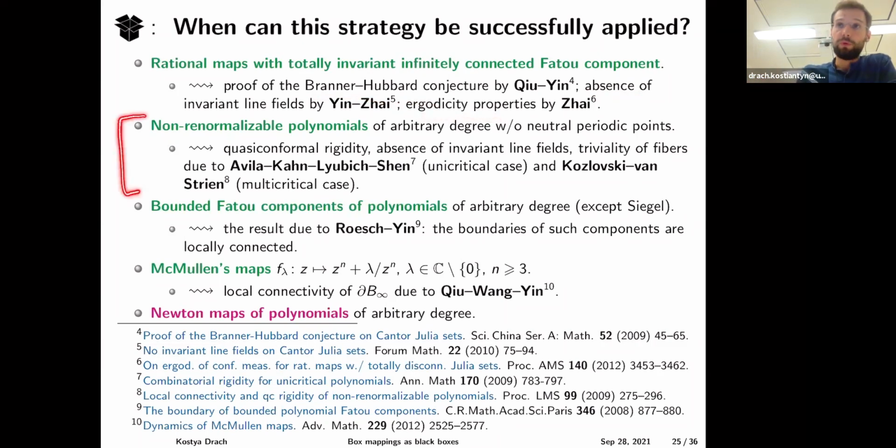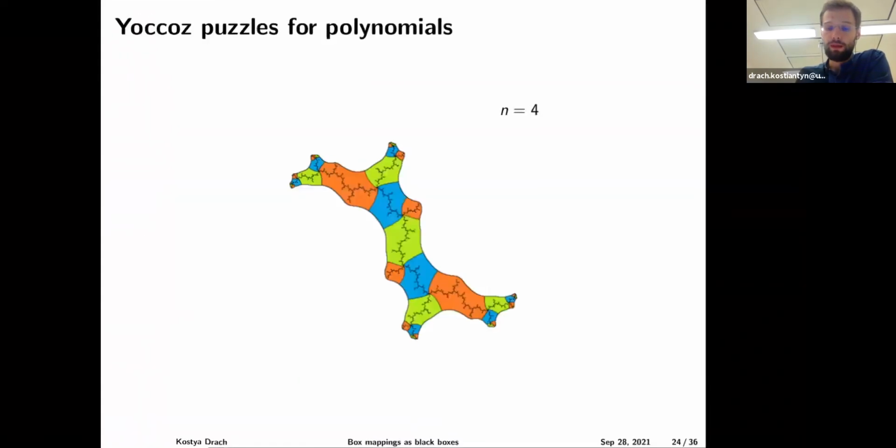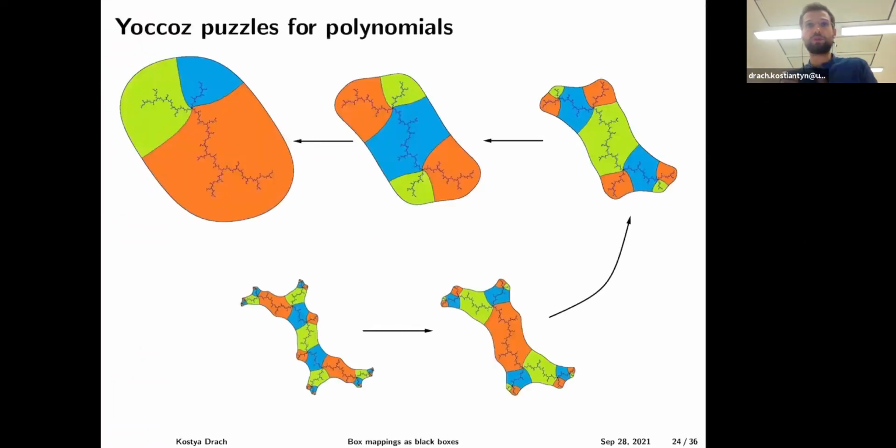Another set of examples, and historically it's where it all started, is a set of non-renormalizable polynomials of arbitrary degree, but without neutral periodic points. In this situation, we can use the standard Yoccoz construction of puzzle pieces. And let me show you this slide. I'm sure it's familiar to many of you.